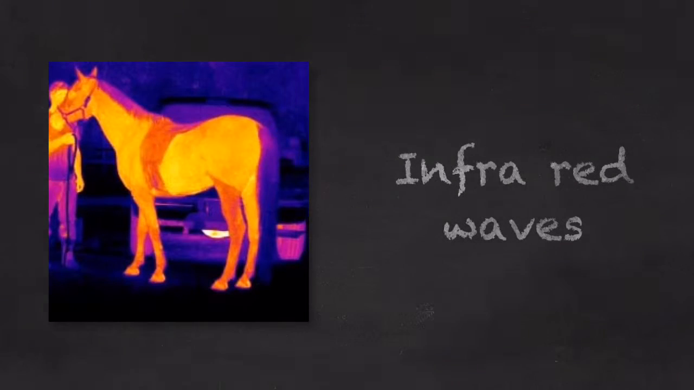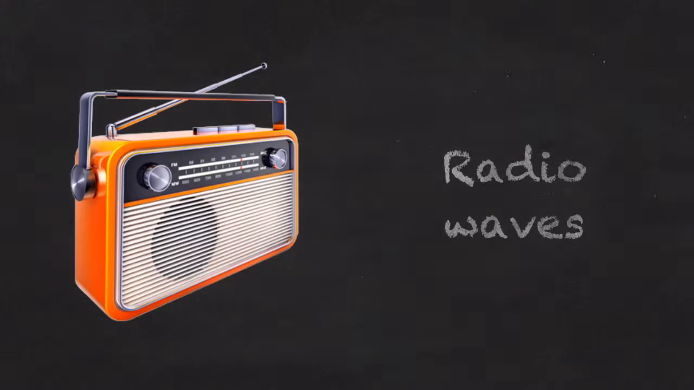With a slightly lower frequency and slightly longer wavelength than light are infrared waves. After infrared waves, we have microwaves. They're not just used for cooking. With the longest wavelength and the lowest frequency and energy, we have radio waves, the last part of the electromagnetic spectrum.